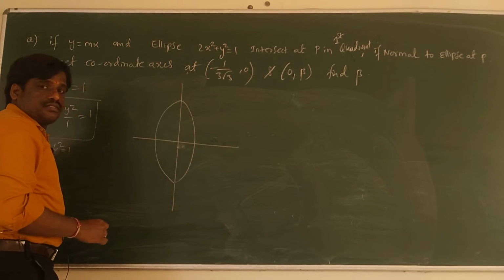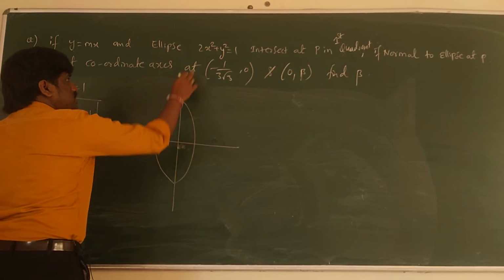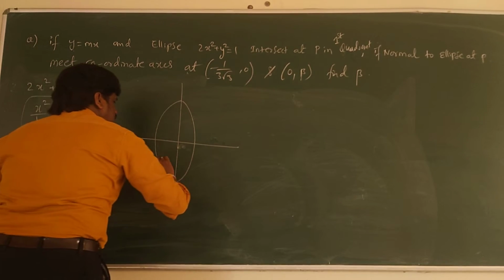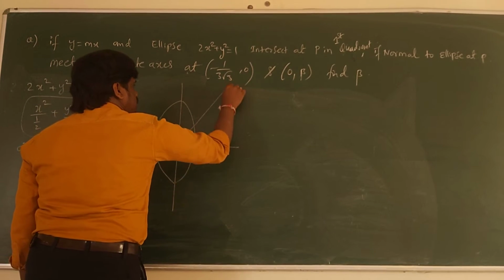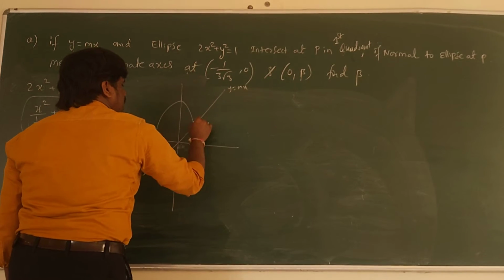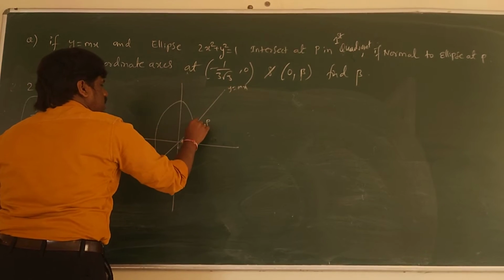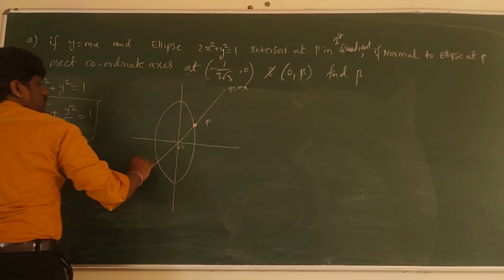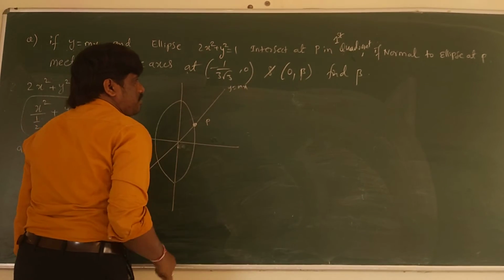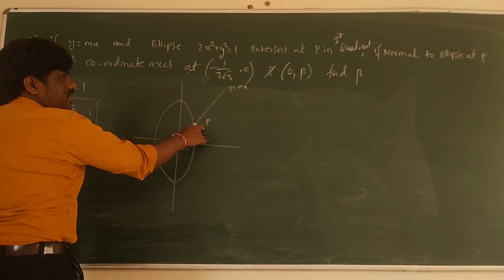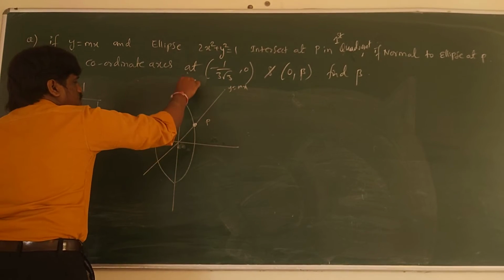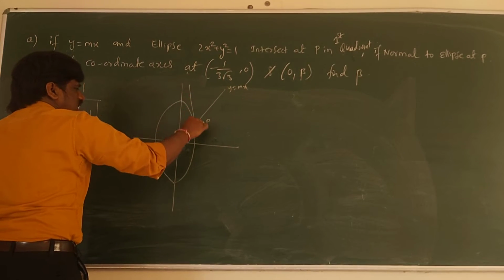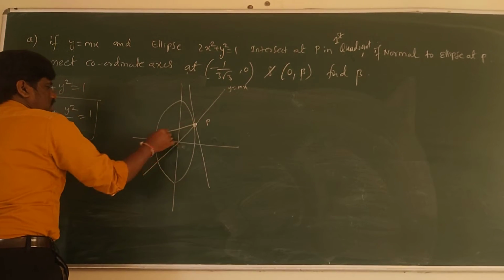It's a vertical ellipse. And he's saying the ellipse is given as 2x square plus y square equal to 1. And one more line, y is equal to mx. Y is equal to mx is a line intersecting the ellipse at P. At P point it is intersecting. He's saying that if y is equal to mx and the ellipse intersect at P in the first quadrant, it is in the first quadrant, it is intercept.